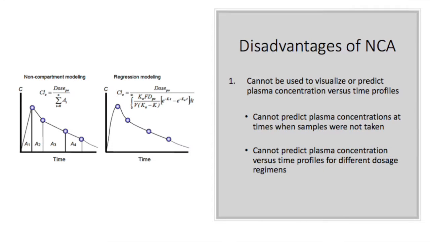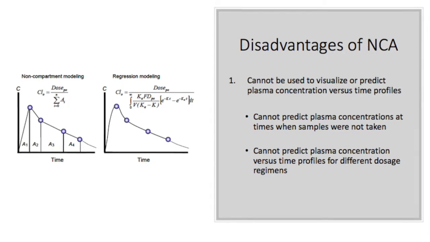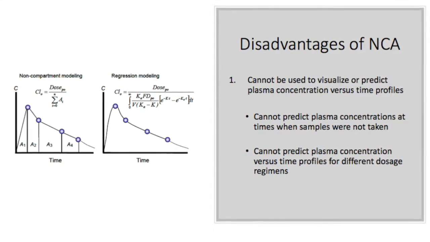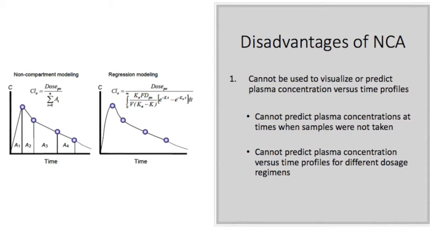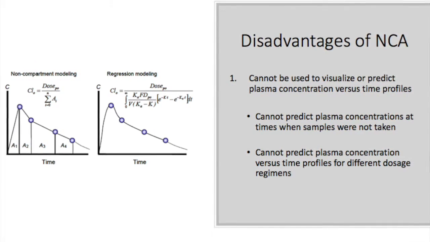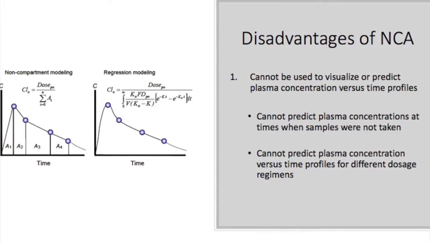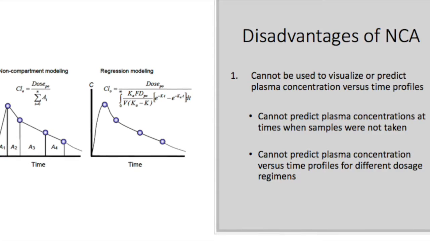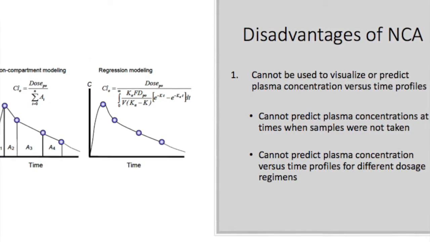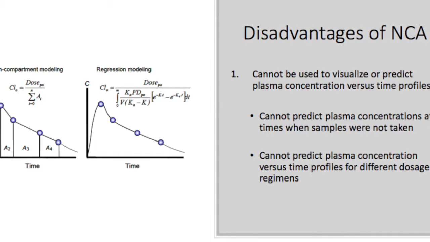There are, however, also disadvantages to using this approach. Most importantly, we do not have a model that can be used to visualize or predict the plasma drug concentration versus time profile. As a result, it's not possible to predict what drug concentrations would have been at times when data were not collected. Also, it's not possible to predict what the plasma drug concentration versus time profile would look like for different dosage regimens that were not used to generate the data.